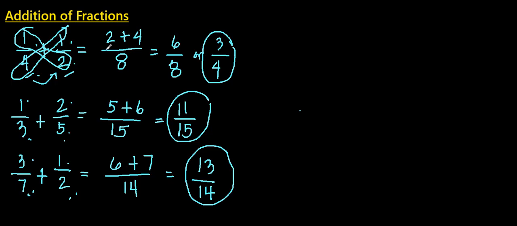Let's have another example. Let's try adding mixed numbers. So 1 and 1 over 7 plus 2 and 2/5. So let's have this example. Okay. So how are you gonna add mixed numbers?